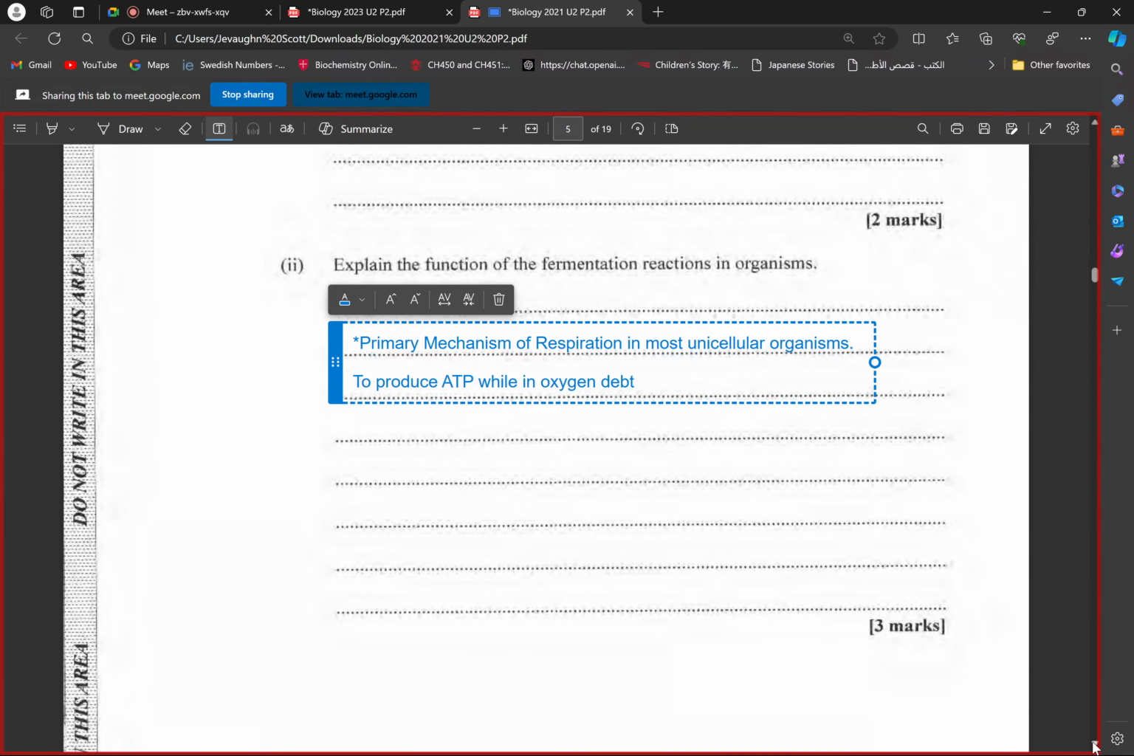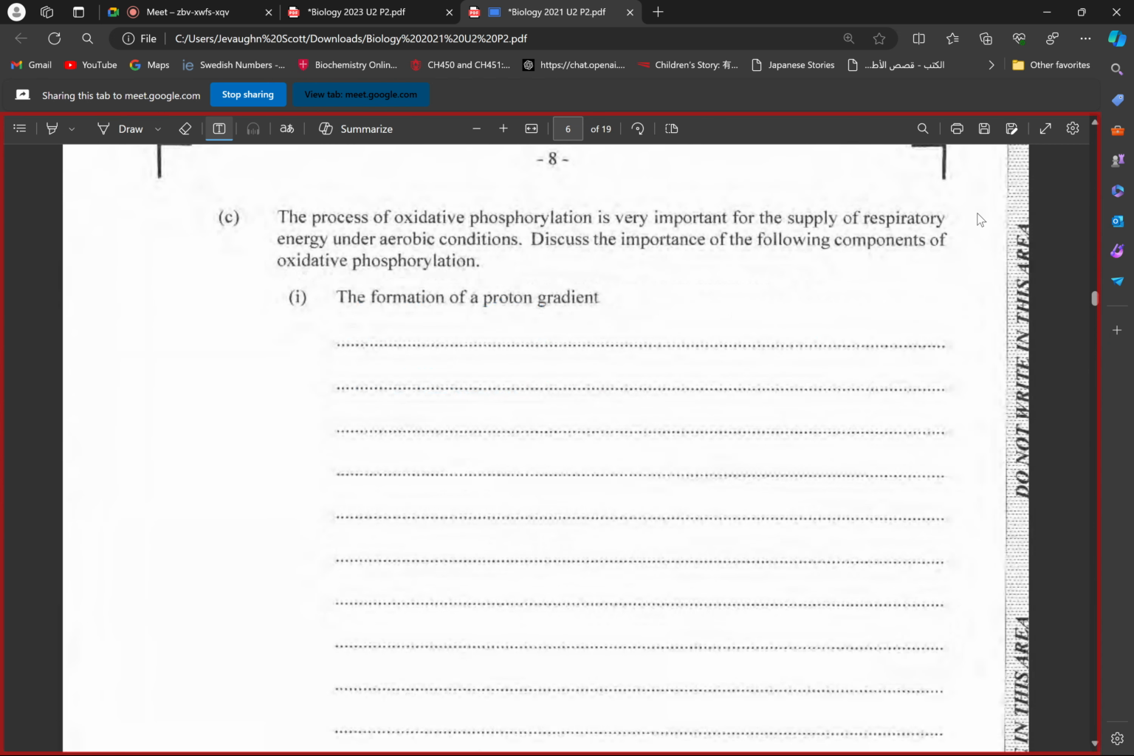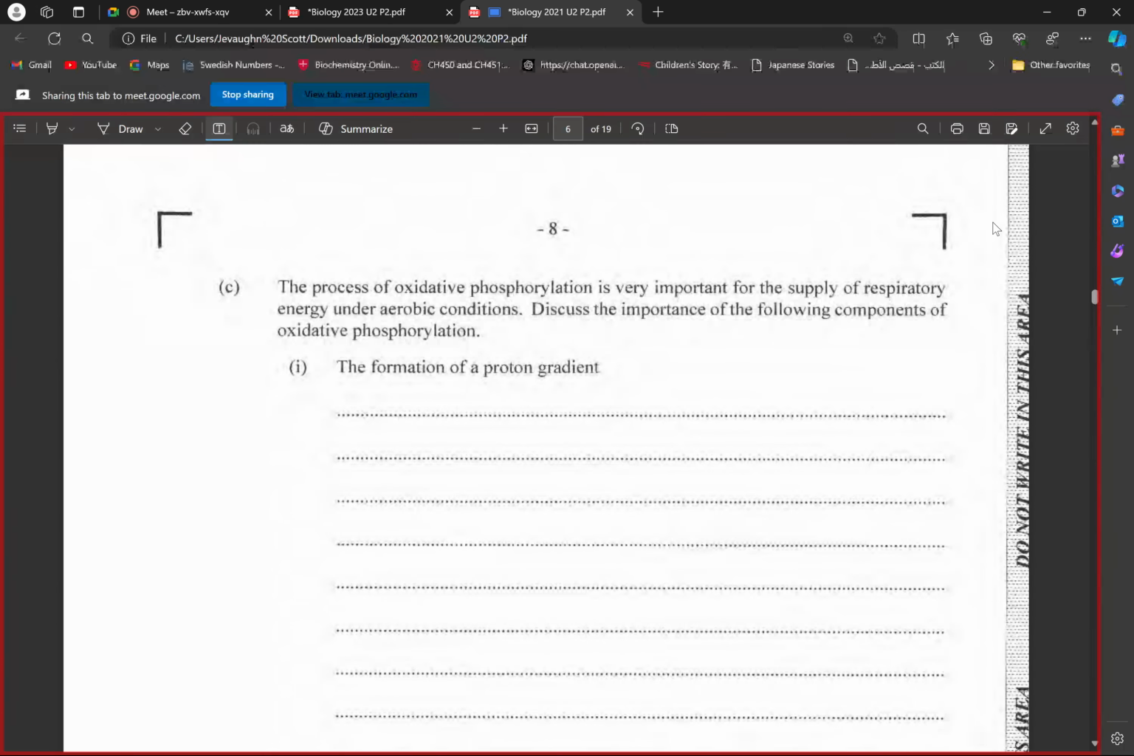That's fine. The process of oxidative phosphorylation is very important to the supply of respiratory energy under aerobic conditions. Discuss the importance of the following components of oxidative phosphorylation. What's the function of the proton gradient? Why do we establish proton gradients in bioenergetic systems, especially when it comes to respiration? Why do we do it?